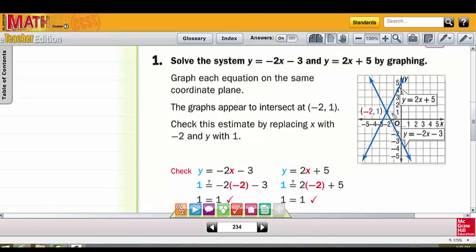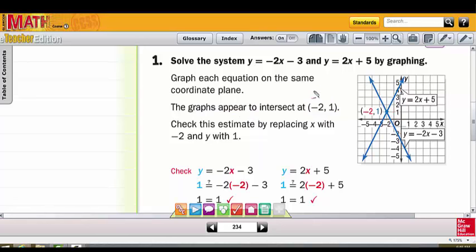We have an intersection of the two lines right here, and as it says here, it appears. Now you can't really be absolutely sure just by graphing a line, because instead of negative 2, that could be negative 2.01, and we would never know it without actually calculating it. So we really need to double check that. But it appears that our solution is negative 2 on the x-axis and positive 1 on the y. So our coordinate would be negative 2, 1.